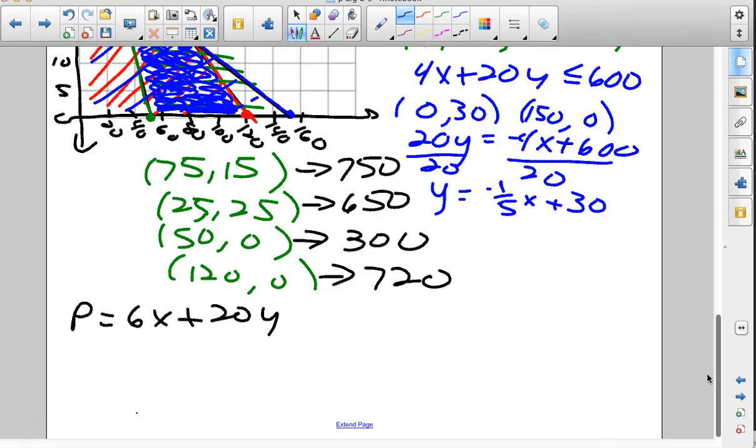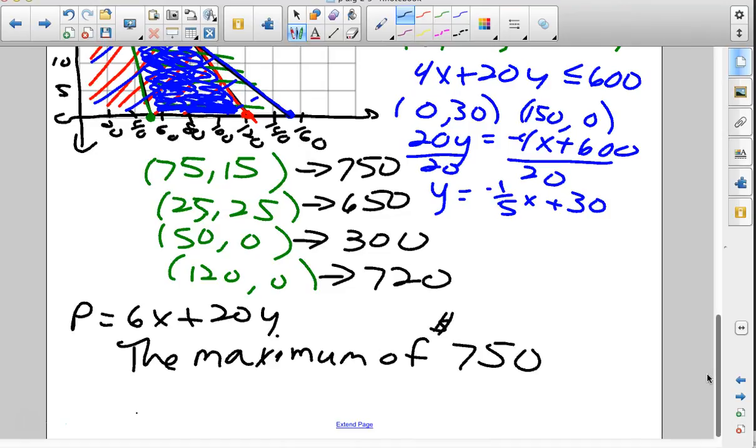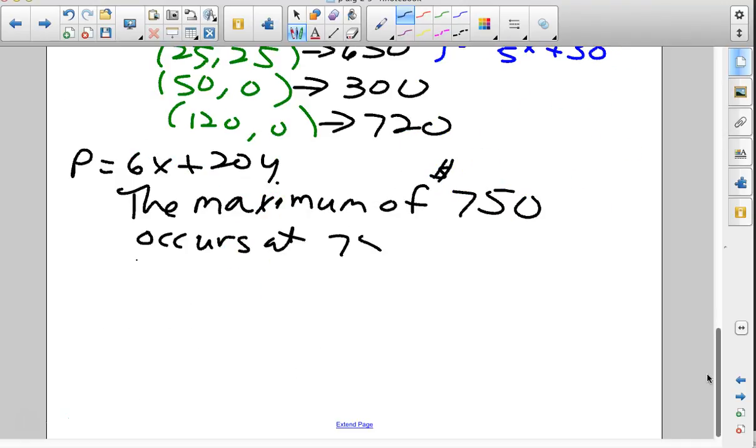Whew, that's a beautiful problem. We're almost done. Where's max? The maximum of 750, and that would be $750, occurs at 75 t-shirts and 15 sweatshirts.